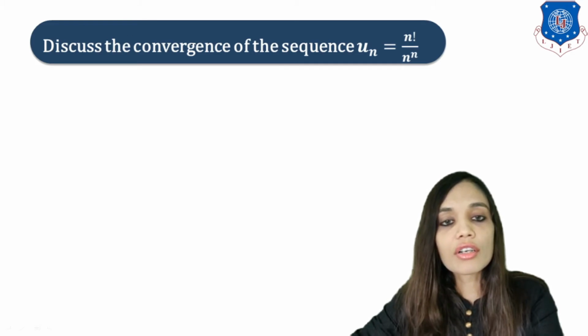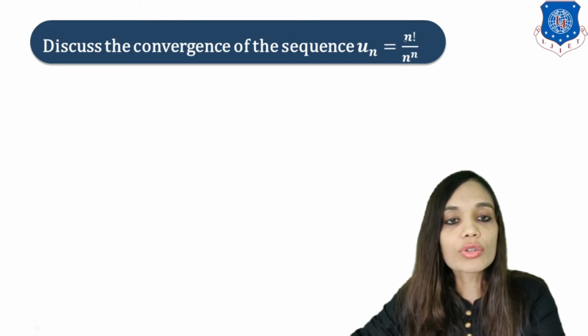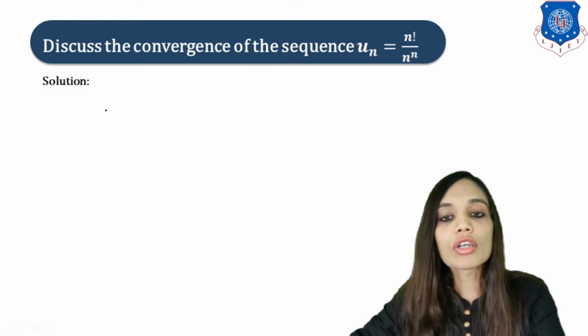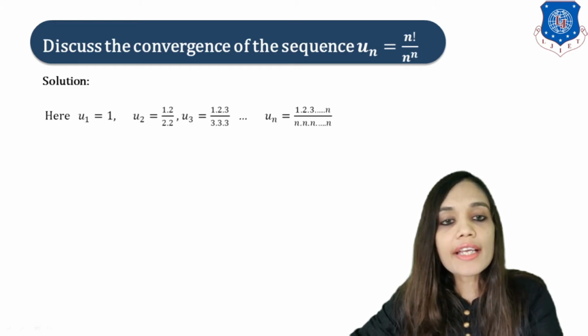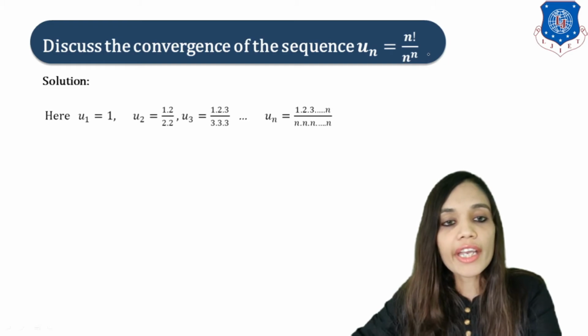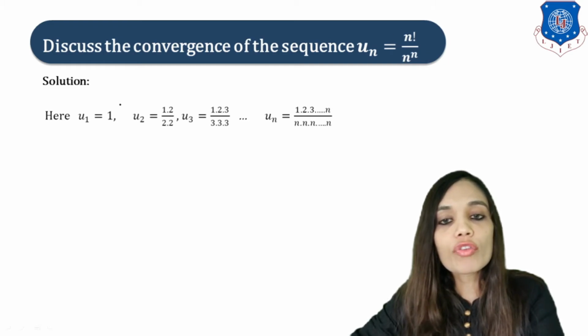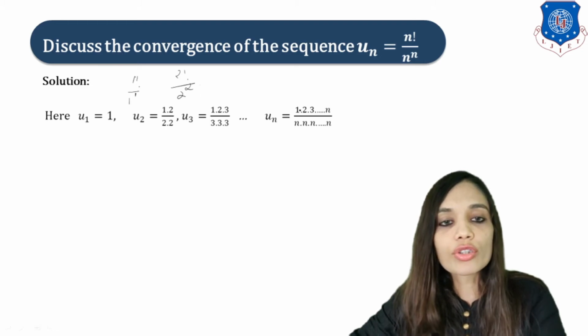Here we have to discuss the convergence of the sequence un equal to n factorial upon n raised to n. So let us start with its solution. So you are given un as n factorial upon n raised to n. Start putting the values of n. If you put 1, you will get 1 factorial upon 1 raised to 1, which will give us answer as 1. Similarly, find your u2. So u2 will be what? 2 factorial upon 2 raised to 2. So 1 into 2 upon 2 into 2, and so on. Un will be equal to 1 into 2 up to n upon n into n.